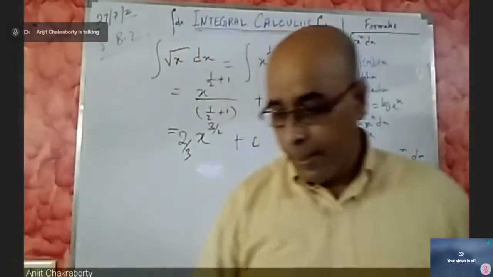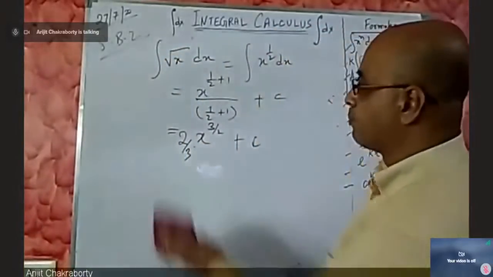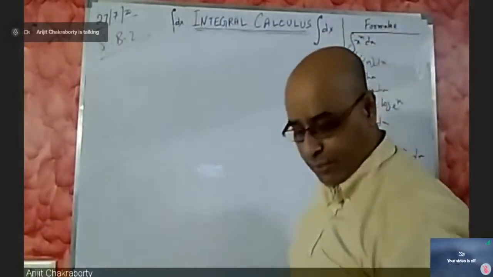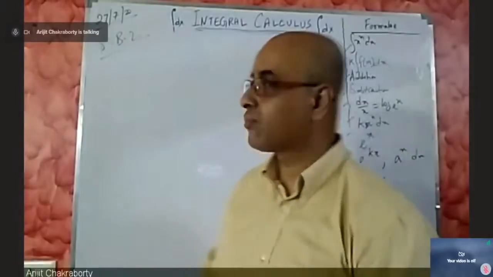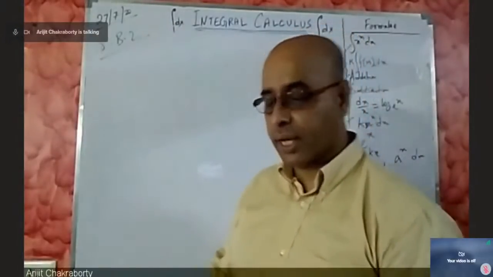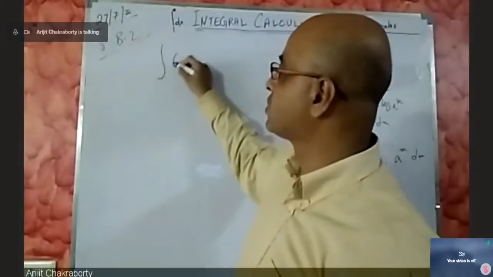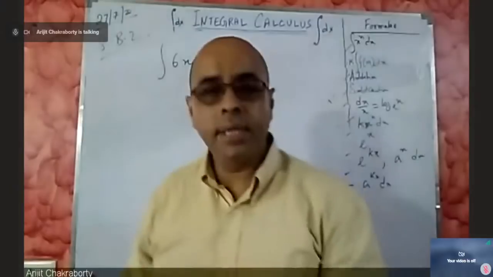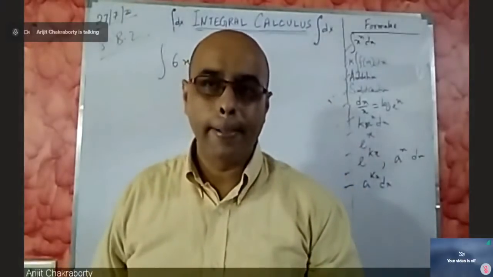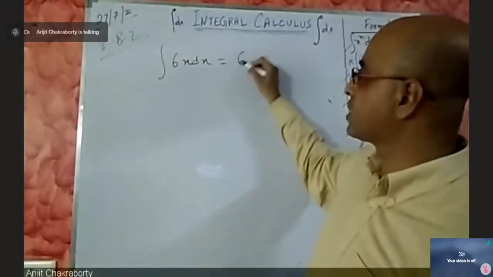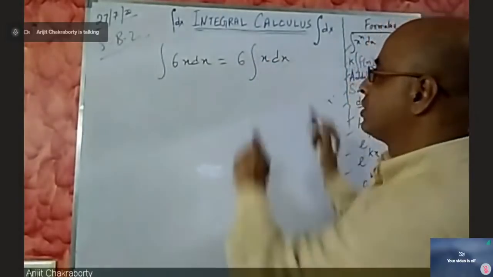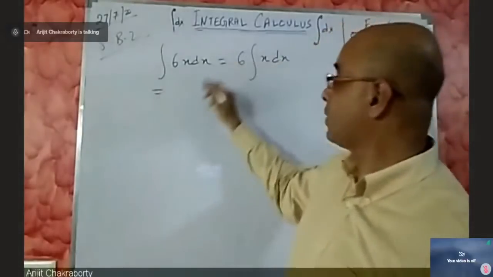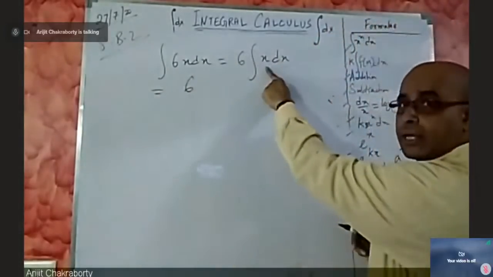Okay, now we are taking up another small example, and this is a very simple one, of course. We have the integration of 6x dx. So using the constant multiplier rule, 6 comes out. So it becomes 6 into the integral of x dx.